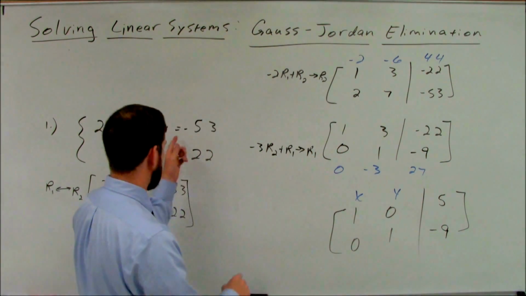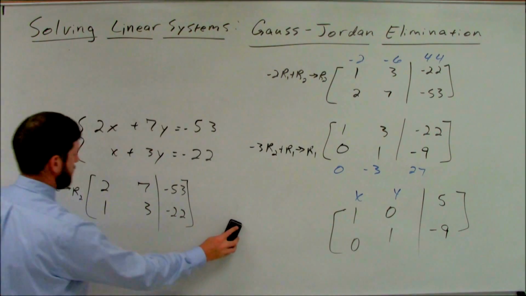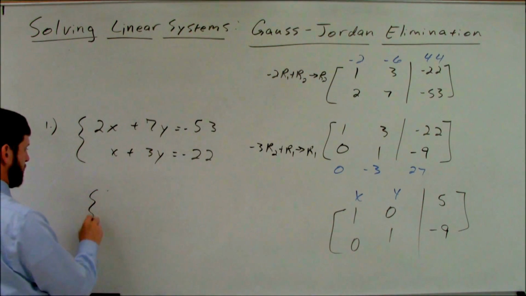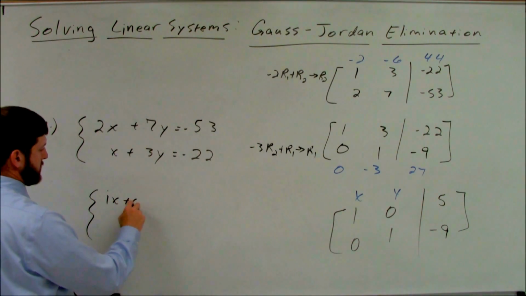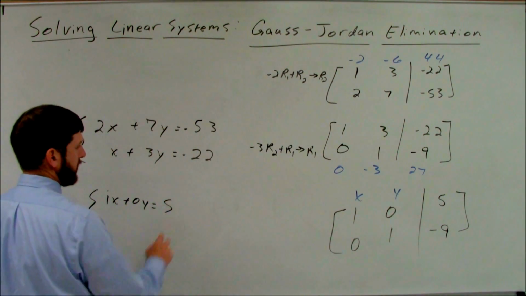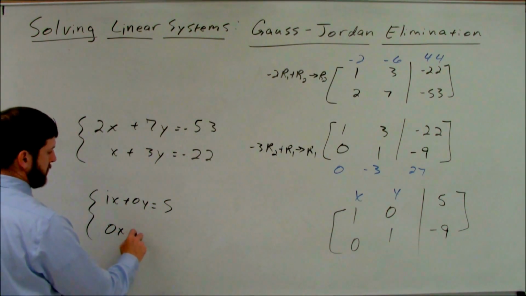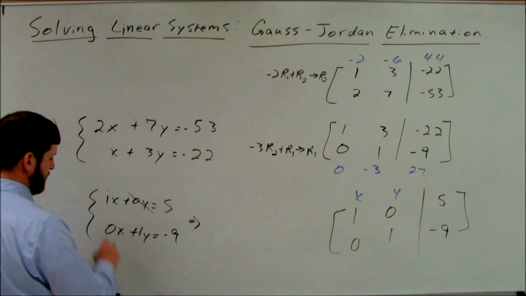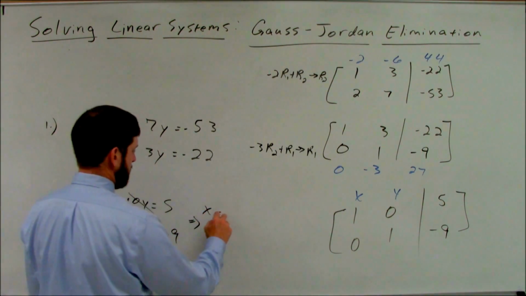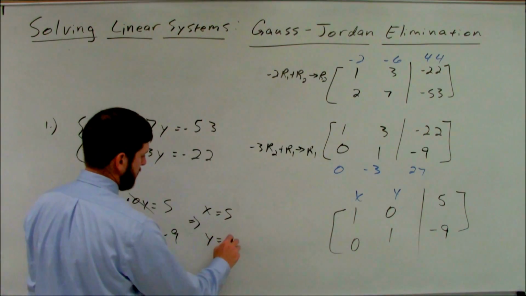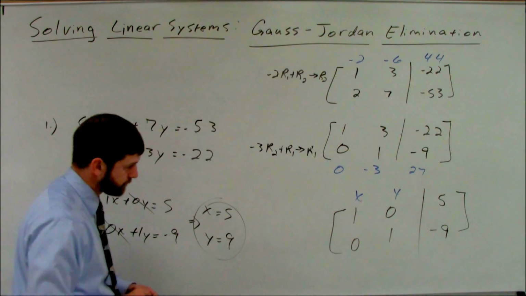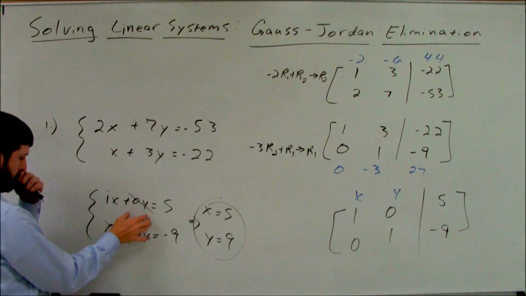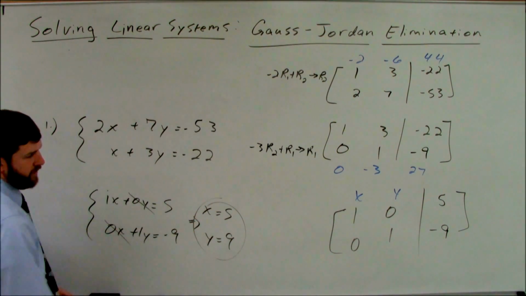If you need to see that back in this form right here, just step back for a minute and write it back as a matrix. I've got 1x plus 0y equals 5. I've got 0x plus 1y equals negative 9. So what's the solution to the system? That's x equals 5, y equals negative 9. So we just took this system in matrix form, put it back in this form, and we've got our solution.